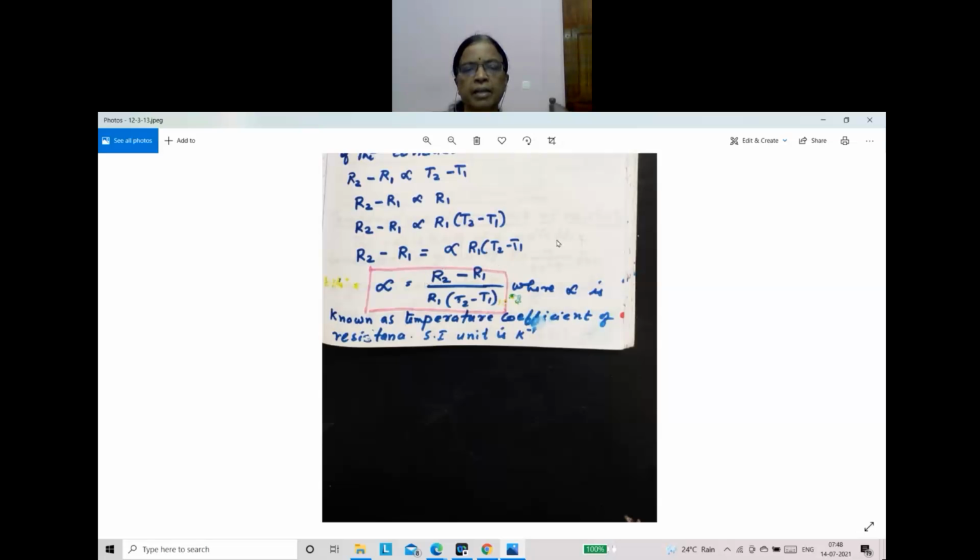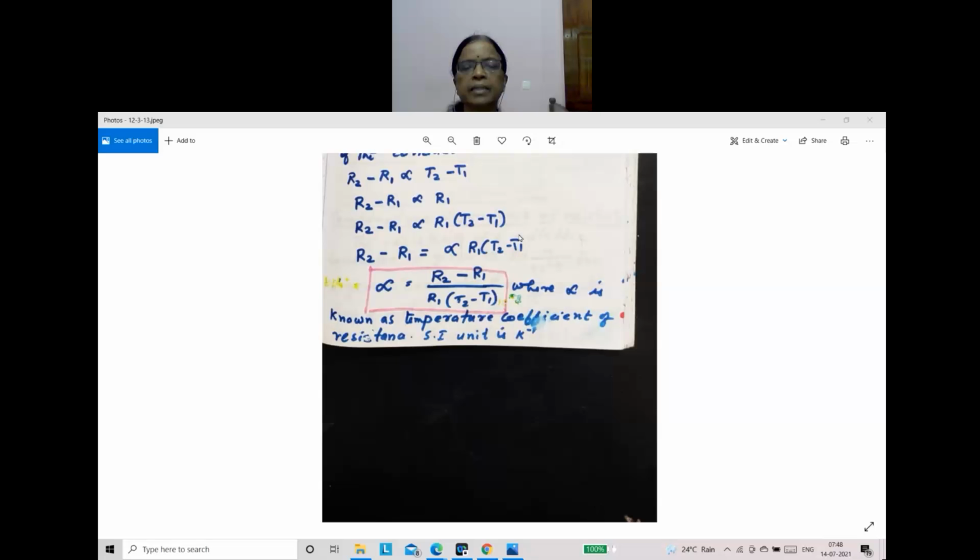That means on heating alloys, they do not show much difference in resistance. That is the importance of this factor. Alpha is a small positive value means even though we are heating it, its resistance does not change much. So such wires are used for making standard resistance wires. That is why constantan, manganese, etc. are used as standard resistance wires. Alpha is a very small positive value. There is not much increase in resistance when we increase the temperature.